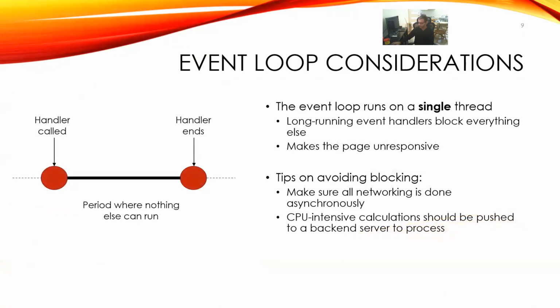So I'm making an emphasis about the fact that the event loop runs all of its event handlers to completion, because there's a very important thing that you have to understand. The event loop runs on a single CPU, essentially, a single thread is what you'll hear people say, but you can think of it as a single CPU. So what that means is that we have our event handler that gets called.